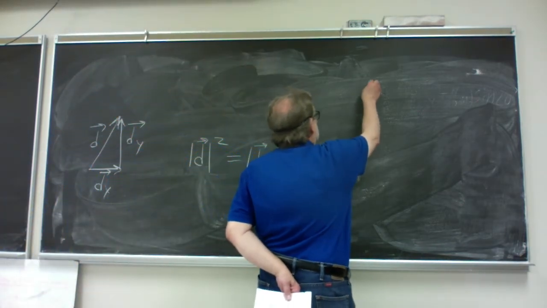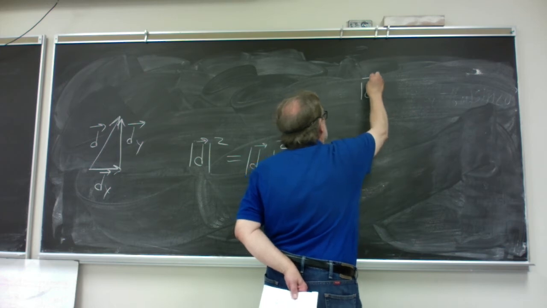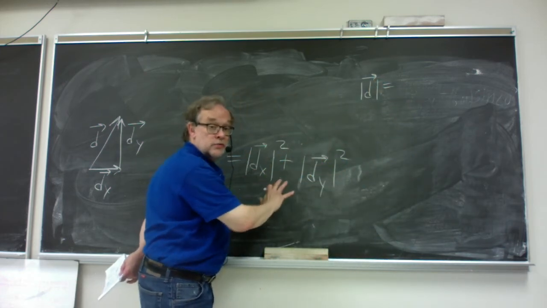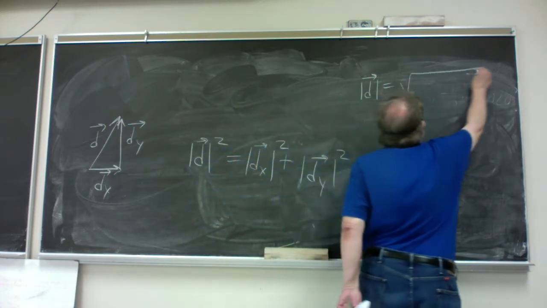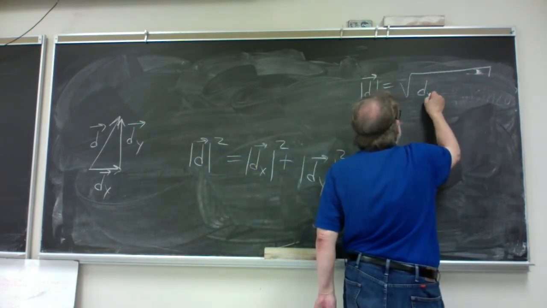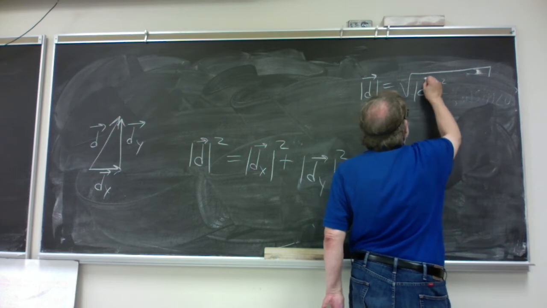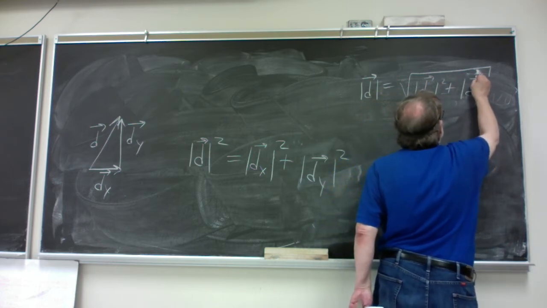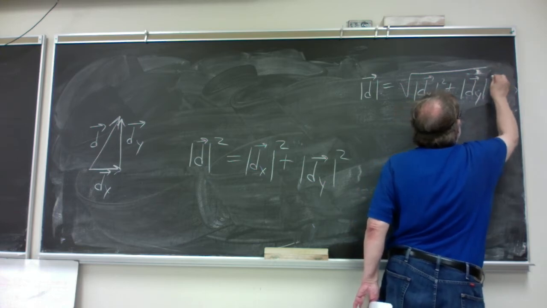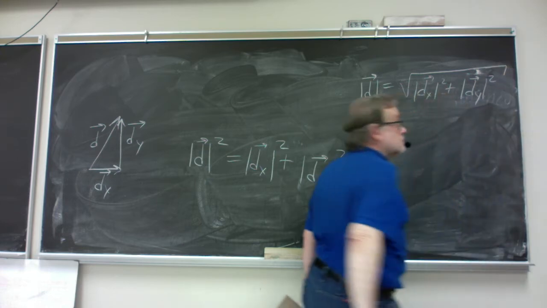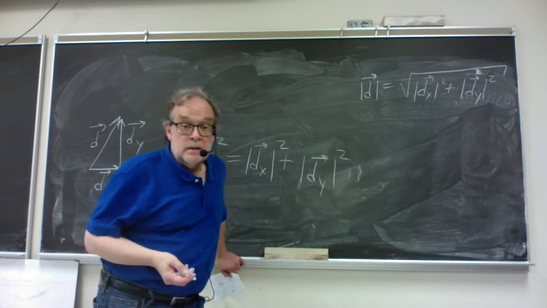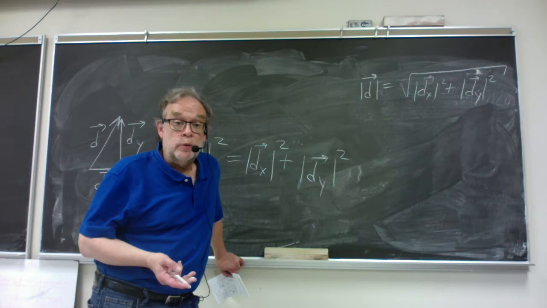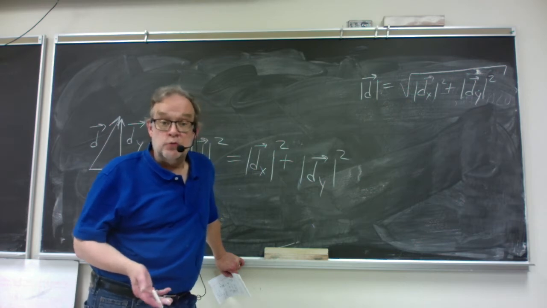Or to put it another way, magnitude of the vector is just the square root of this sum. All right, that's how we get the magnitude of the vector if we know the components. How do we get a direction angle for the vector if we know the components?